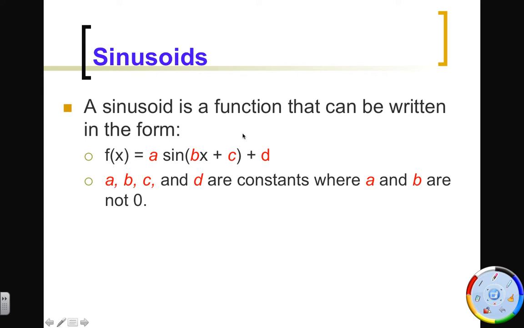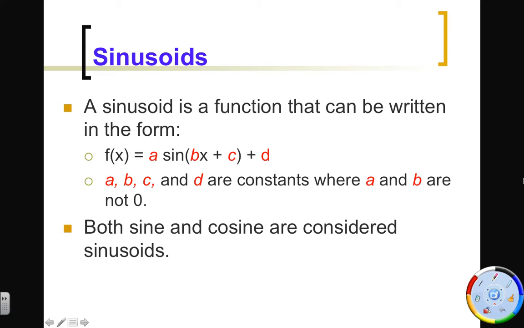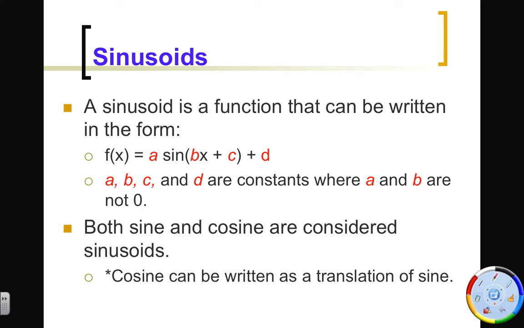C and D can be zero because we're actually going to start with that when we get to looking at the graph. We're going to look at A equal to 1, B equal to 1, C and D both 0. You might notice that I didn't say anything about cosine here. They're both considered sinusoids, and basically the reason is when you look at the graphs in just a minute, you'll notice that cosine can be written as just a translation of sine, like a shift left or right.